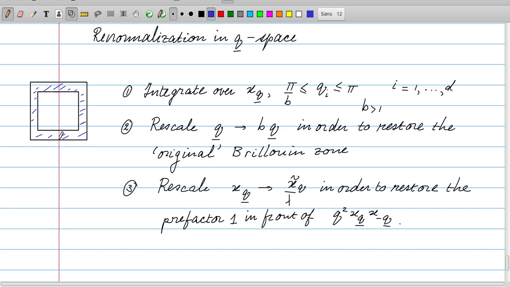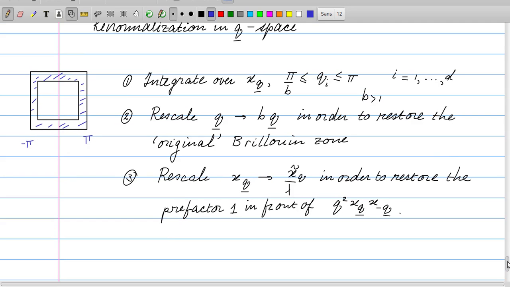But of course, we need to get back to a Hamiltonian which has the same form as the original one. Now the original one was defined on a Brillouin zone which ran from minus pi to plus pi for each of the Cartesian directions, and so we want the new Hamiltonian to have the same property, and therefore we now rescale the q's to bq so that the upper limit is restored and is again pi.